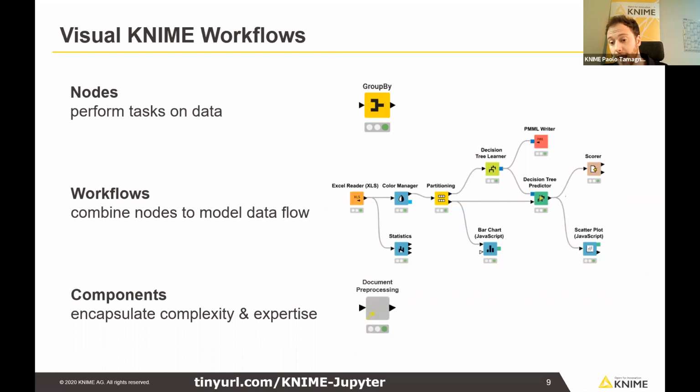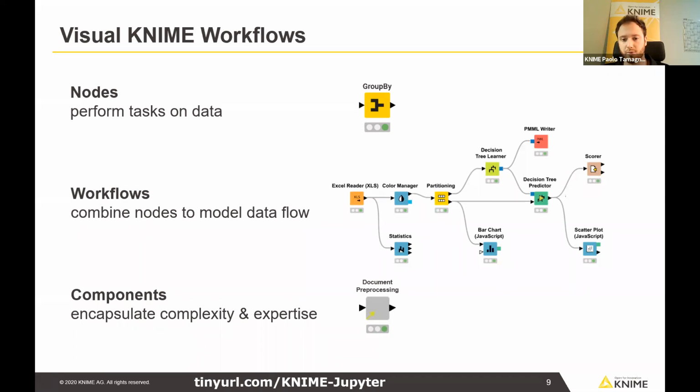You have those nodes. Each node has a particular function on what you want to do. In this case, you can see here a group by node: data goes in, there is some aggregation with some settings that the user defines, and the data goes out. If you use one single node, it's just a node, but when you have many nodes, you have a workflow, and that's in the end what defines your data science analysis.